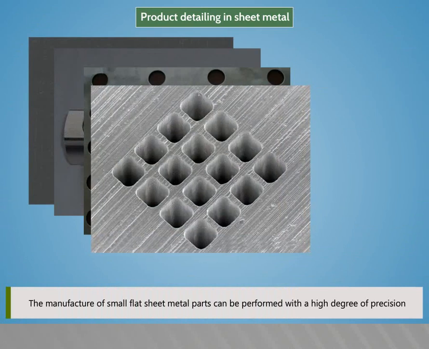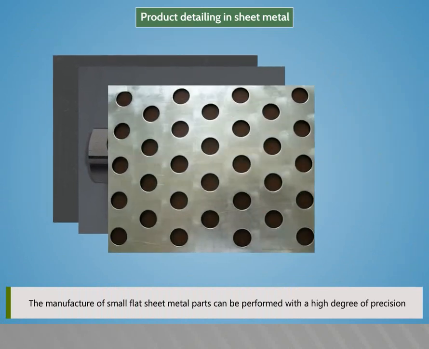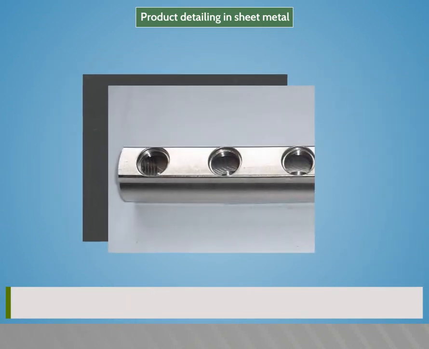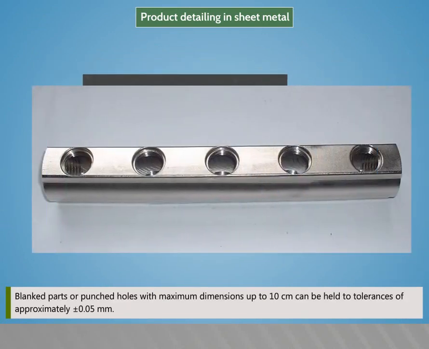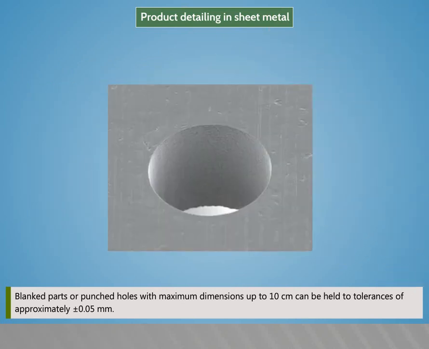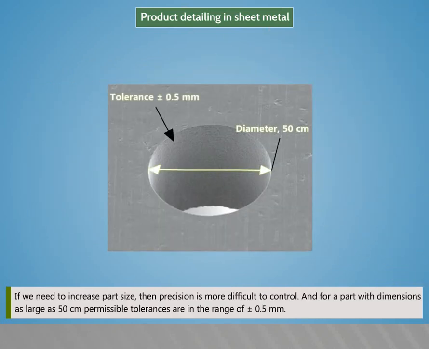The manufacture of small flat sheet metal parts can be performed with a high degree of precision. Blanked parts or punched holes with maximum dimensions up to 10 cm can be held to tolerances of approximately plus or minus 0.05 mm. If we need to increase part size, then precision is more difficult to control, and for a part with dimensions as large as 50 cm, permissible tolerances are in the range of plus or minus 0.5 mm.